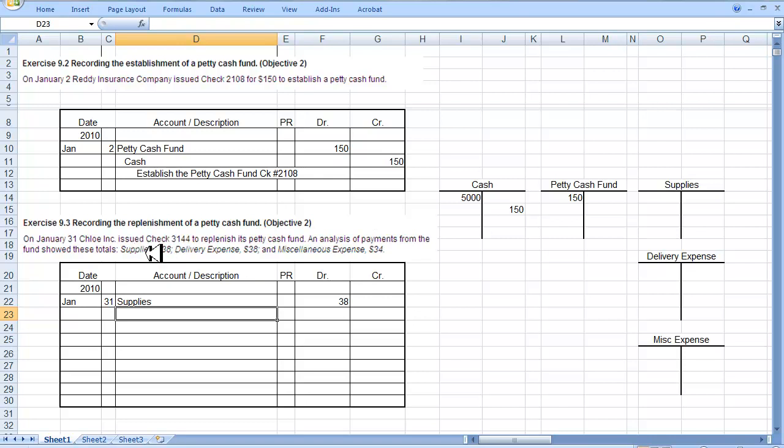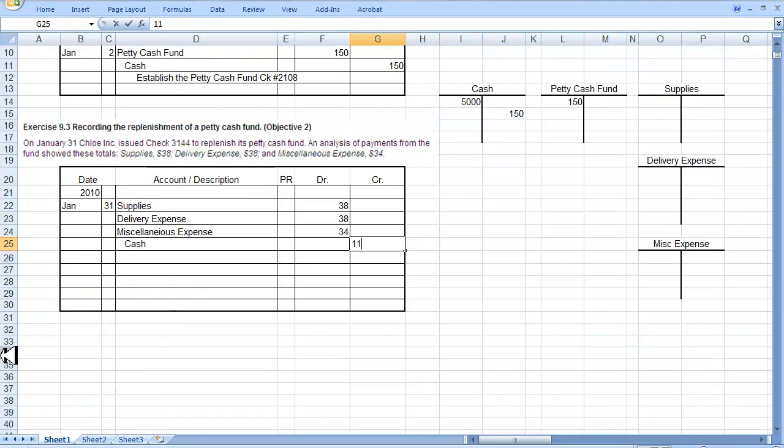Our first entry is going to be a debit to supplies. We are crediting cash out of the cash account when we replenish petty cash, and we have to debit something to offset it. So we're debiting supplies, then debiting delivery expense, and then debiting the miscellaneous expense for our summary numbers. Now we are not crediting the petty cash account, because we are replenishing the petty cash fund. We're taking cash out of our general cash account, so cash is going to be credited $110.